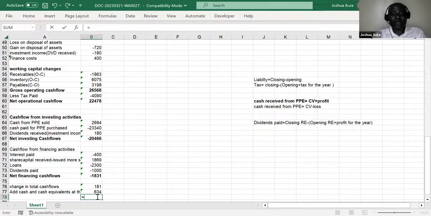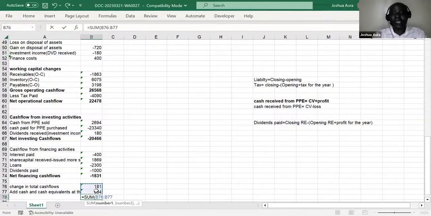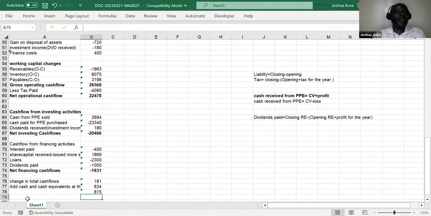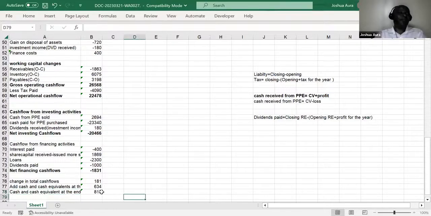So then what I need to do is to add these two. So I say summation there, and I add those two like that. I say enter. So it means that this figure that we have here will be our cash and cash equivalents at the end of the year, which in this case is giving us what amount? 815. And you should be able to confirm whether this 815 is correct.